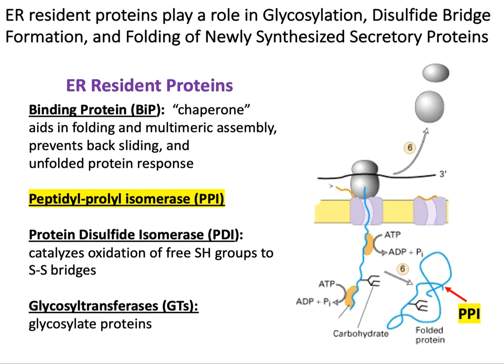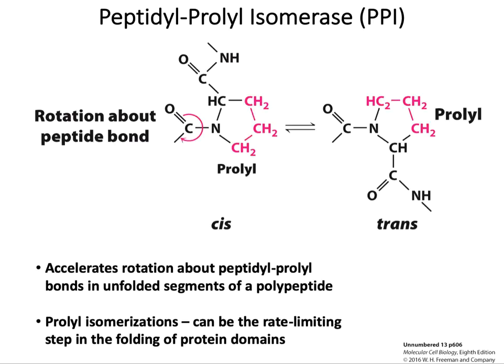Another protein is the peptidyl prolyl isomerase, or PPI. So the peptidyl prolyl isomerase is a very important key enzyme which can interconvert the cis-trans isomers of proline. Now, proline is an unusual amino acid, conformationally restrained because of its cyclic nature, and the side chain is bonded with the secondary amine nitrogen.